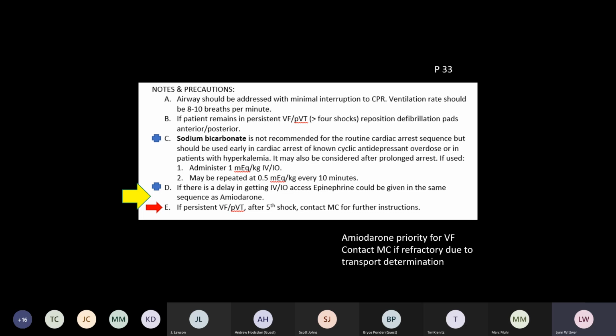Sodium bicarb is not recommended routinely, but in cardiac arrest with a known cyclic antidepressant, or patients with hyperkalemia, or patients who have had prolonged downtime, and so you know that they're acidotic, administer 1 milliequivalent per kilo, maybe repeated at half milliequivalent per kilo every 10 minutes if it's a prolonged code.